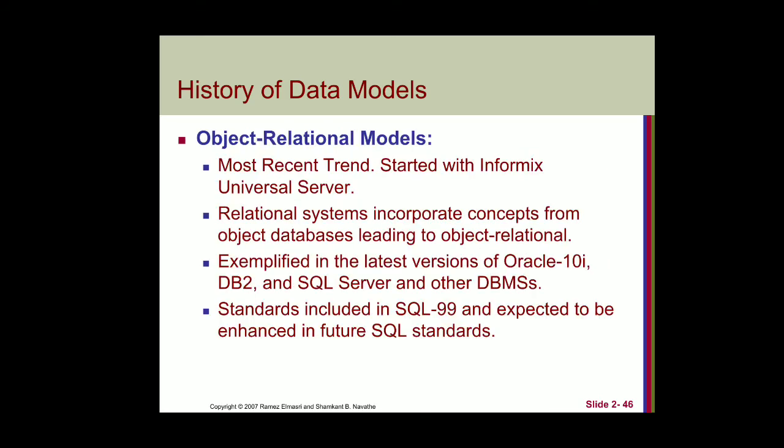Then we have object relational models. Object relational models are nothing but models wherein we take something from the relational model and something from an object model, and we club these two things and get a new model, and that's nothing but an object relational model. Examples of this object relational model are Oracle, Informix, DB2, SQL Server, and other DBMS.